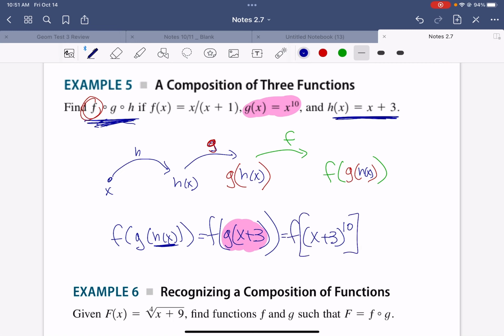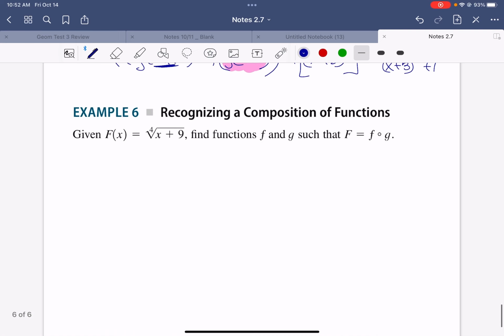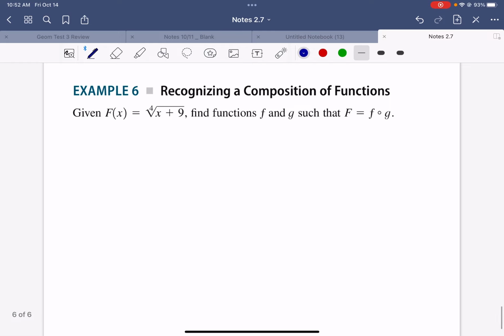But what does f do to things? Well, we look up here, and it looks like f, whatever you give it, it takes it and divides by that plus 1. So here, if you give it x plus 3 to the 10th, it's going to take that and divide by that same thing plus 1, right? So that is our function f of g of h. Cool.